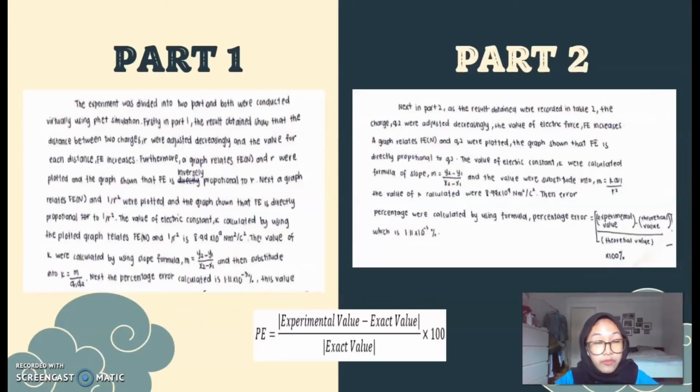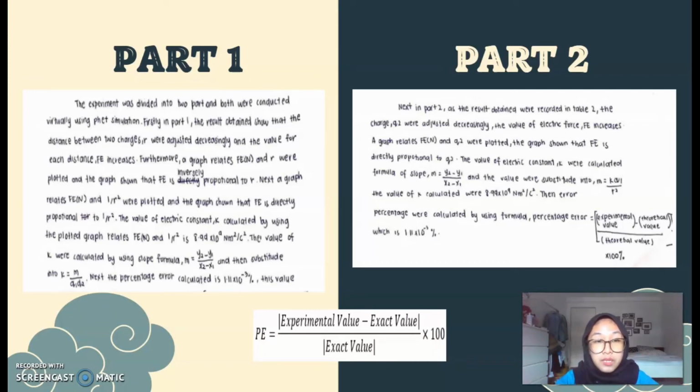This experiment was divided into 2 parts, part 1 and part 2. Both parts were conducted virtually using PhET simulation. In the first part of the experiment, the result obtained showed that when the distance between two charges was adjusted decreasingly, the value for electric force increases.